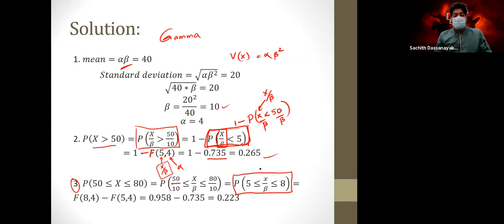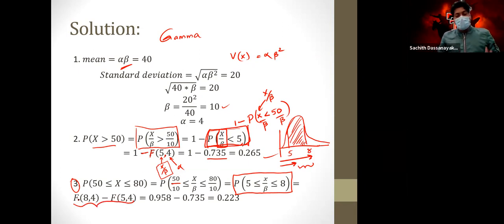Now divide this into two pieces. If this is your gamma distribution, you need this area, from 5 to 8. What you have to do is first find the area from its beginning up to this point, and next find the area from its beginning to 5, then take the difference. That's what they have done here.